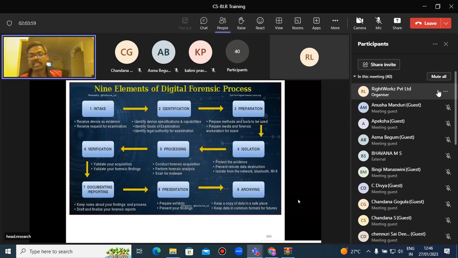Archiving. Keep a copy of data in a safe place. Keep data in a common form for the future. These are the 9 steps we need to follow.